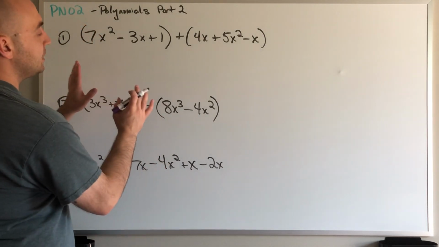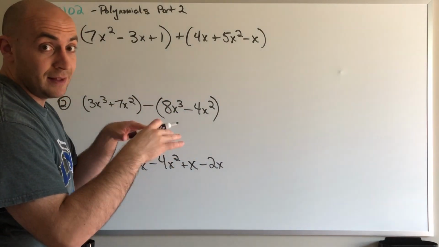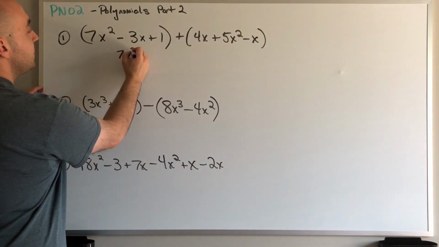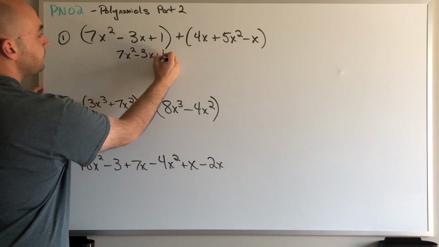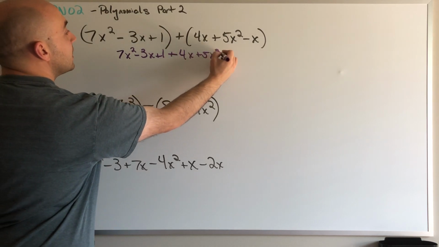So I want to combine like terms. Now, when there's a plus in the middle, the parentheses actually can just drop away. There's no distributing here, okay? So let's rewrite this. 7x squared minus 3x plus 1 plus 4x plus 5x squared minus x.